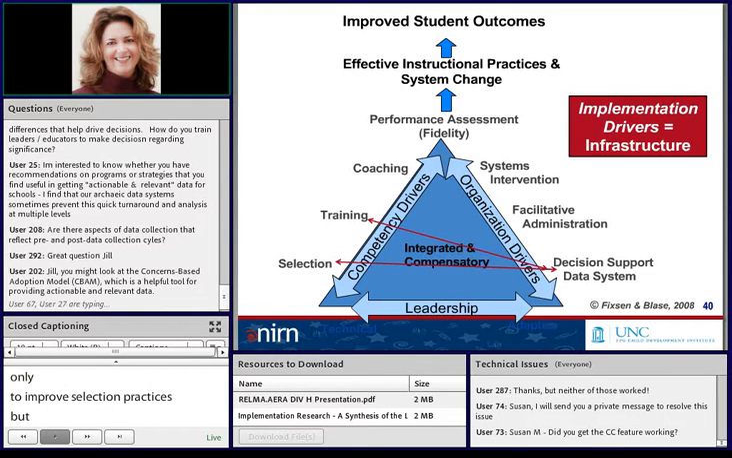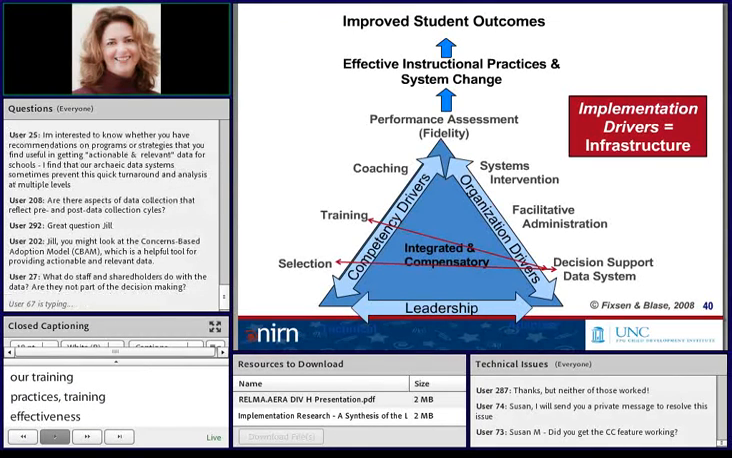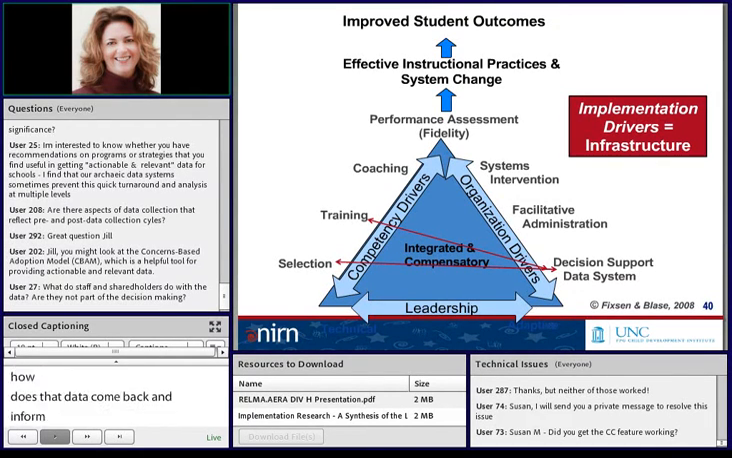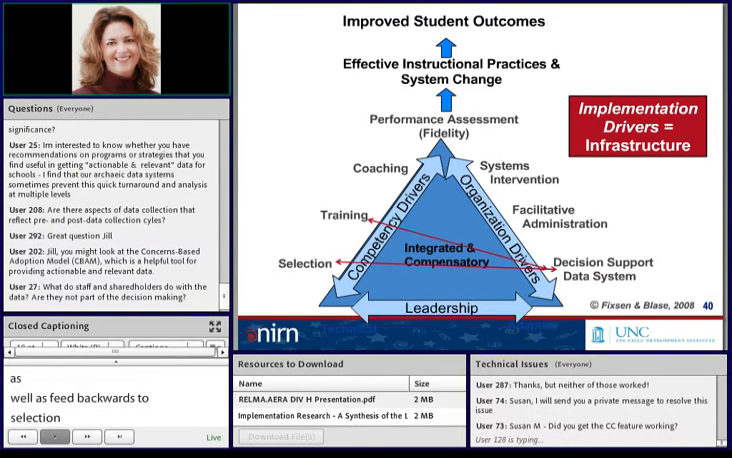So if we have recruited or hired new groups of teachers based on the selection data, how do we need to differentiate and inform our training practices? Training effectiveness data, those pre-post assessments of knowledge, skill assessments, as well as event evaluations as well. How does that data come back and inform the effectiveness of training, as well as feed backwards to selection? And then how does it feed forward to the coaching supports that are being provided?